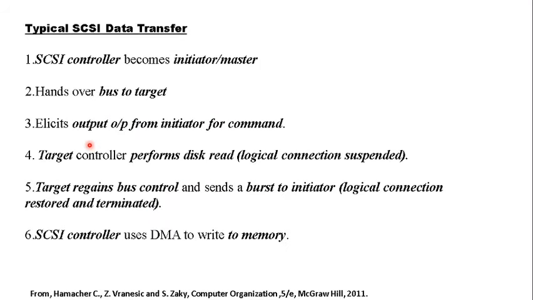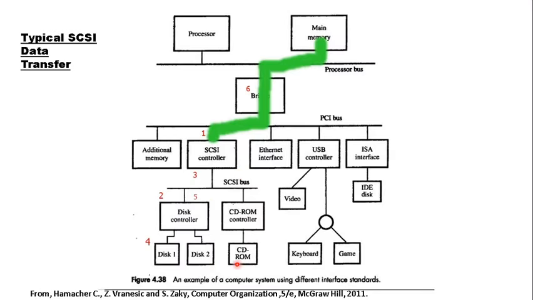Now we will see a typical SCSI data transfer. We are going to consider this organization of our computer system in which the SCSI controller is in charge of the SCSI bus, and we have two high latency devices, like disk and CD-ROM, connected to the SCSI bus through their own independent controllers. In such a scenario, we are going to see how a data transfer happens.